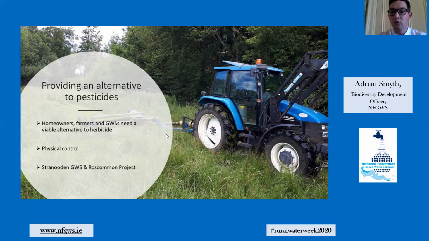So the Shanuden Group Water Scheme Source Protection Project are identifying different methods of control and performing trials on your usual control methods, so your physical control, but also using kind of semi-natural methods such as, say, using vinegar and Epsom salts. Many schemes have already stopped using sprays around the distribution mains, and all schemes have stopped using herbicide around their sources many years ago.